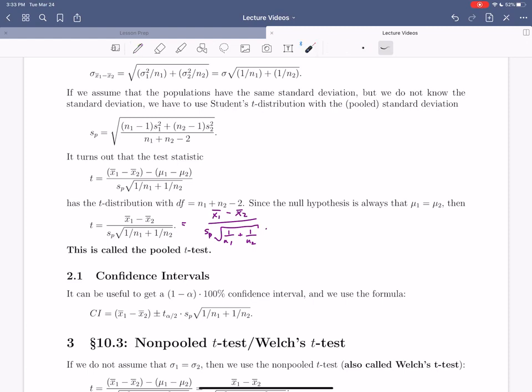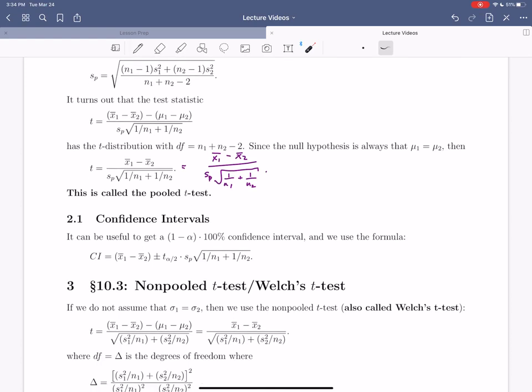When we write 1 over n1 plus 1 over n2, that's the order of operations we mean. This is called the pooled t-test because you're pooling the standard deviations. You can also talk about confidence intervals. This, again, is perfectly straightforward. We have a nice formula for it. There's the formula. We'll use that formula occasionally.